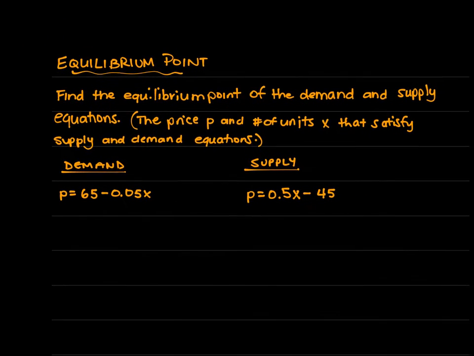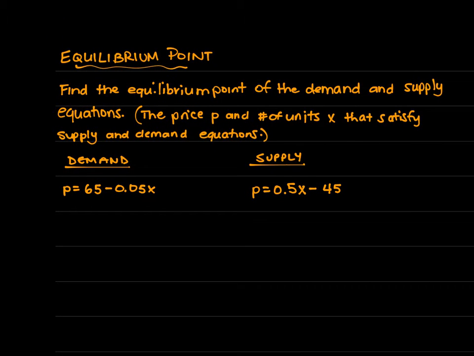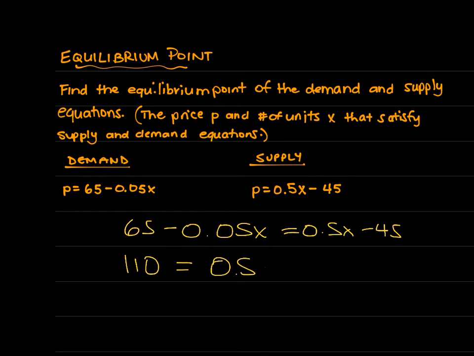Then you had equilibrium point, and so some of you lost credit on this because you didn't answer the entire question. It says, find the equilibrium point of the demand and supply equations, the price, P, and the number of units X that satisfy supply and demand equations. So this should be a relatively easy question, especially with a calculator. They both equal P, which means I can set them both equal to each other. This would equal 0.5x minus 45, and this is obviously going to be easier to do with a calculator than without.